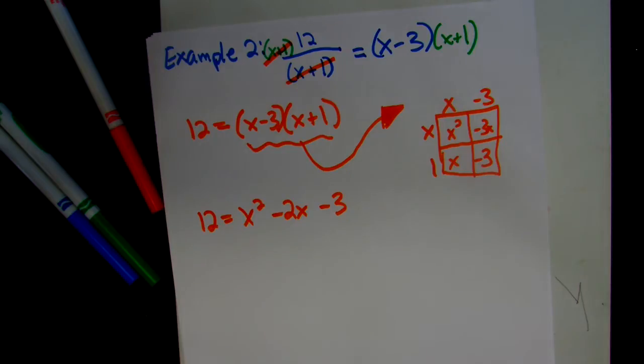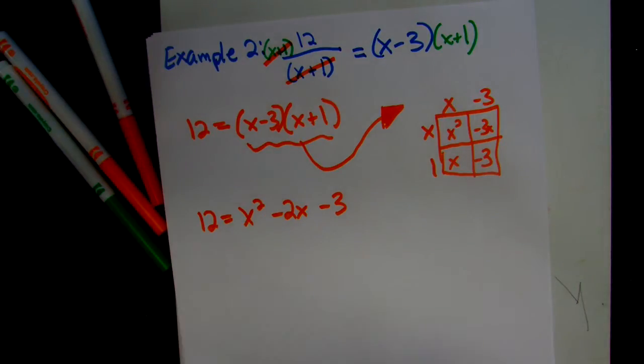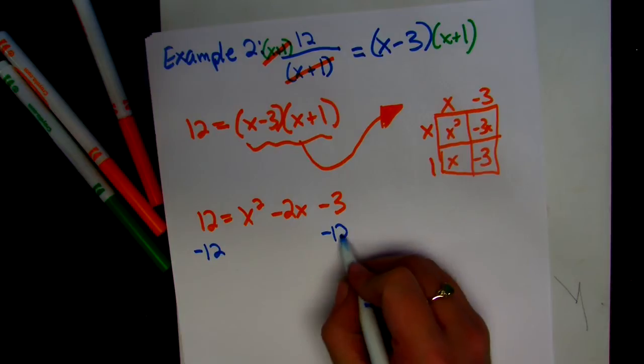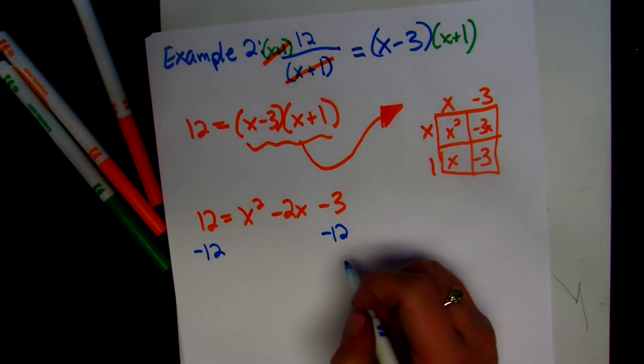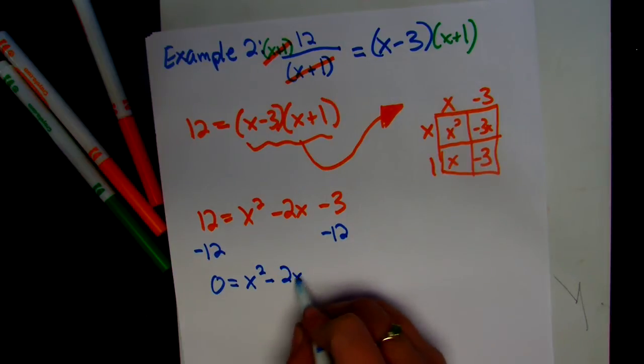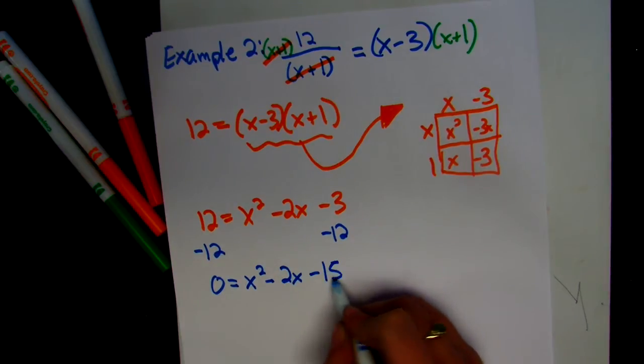All right, so this is a quadratic. So the first thing I want to do is set it equal to 0. That's how we solve a quadratic equation, right? So I subtract 12 from both sides. All right, and so now I have 0 is equal to x squared minus 2x minus 15.